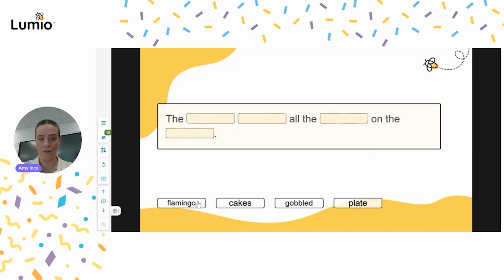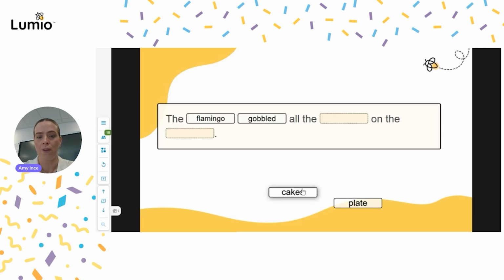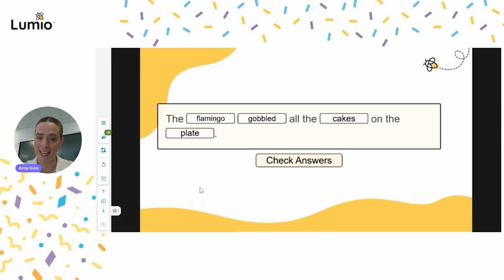And you can move your words into where you need them to go. So the flamingo gobbled. We've changed that vocabulary there from ate to gobbled, just to give them a little bit more ownership of their own word, making it their own and expanding their vocabulary. So the flamingo gobbled all the cakes on the plate. And then you can check your answers.